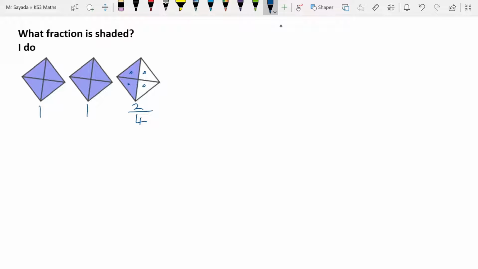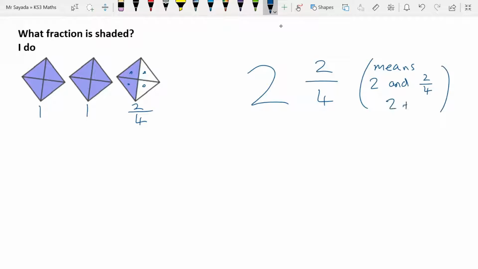So altogether, what fraction is shaded? Well, I've got 2 wholes, so I write that as a whole number. And then I've got the fraction 2 over 4. That means 2 and 2/4. So when we write 2 and then next to it 2 over 4, that means 2 and 2/4. So 2 plus 2/4.